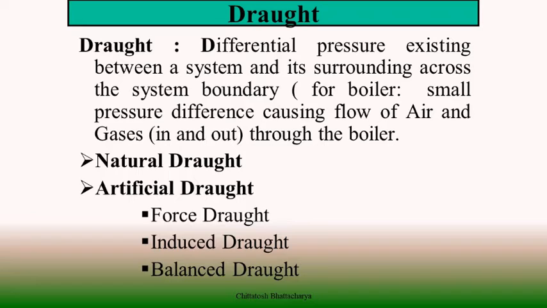In general, inside the boiler we have 4 different categories of draft generation. The first kind is natural draft, that is created naturally with the help of a chimney. Artificially we create draft within the boiler system, that is supported by forced draft fan, induced draft fan, and a combination of these two is referred to as balanced draft system.